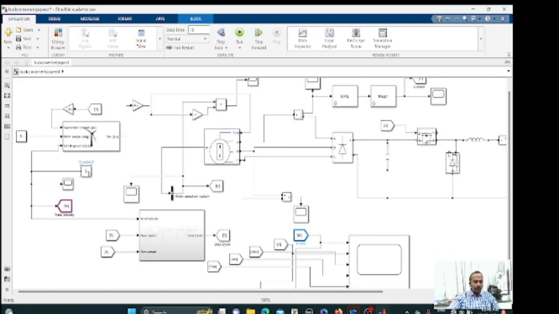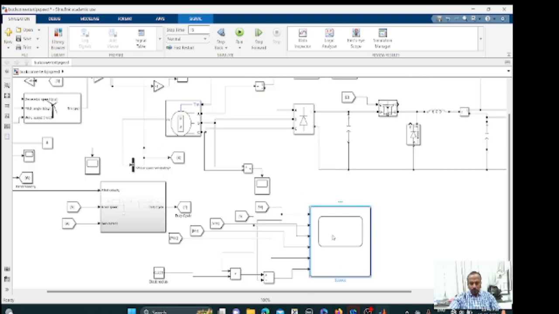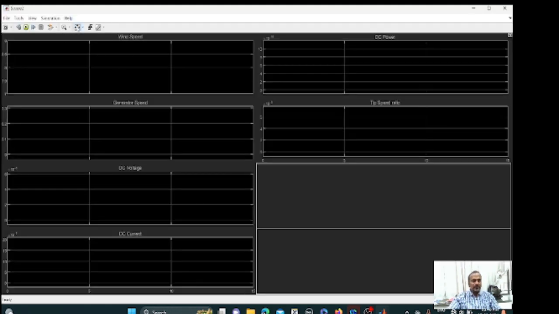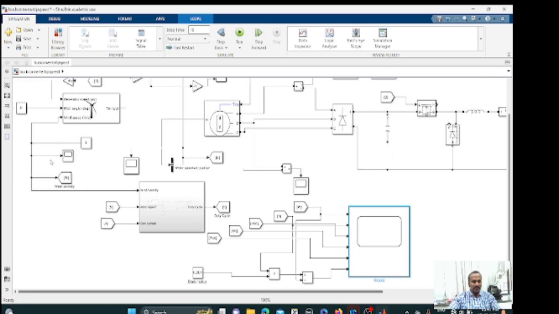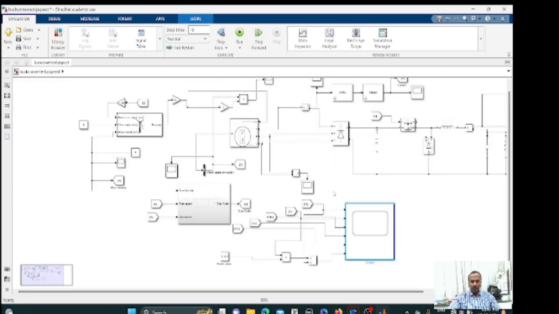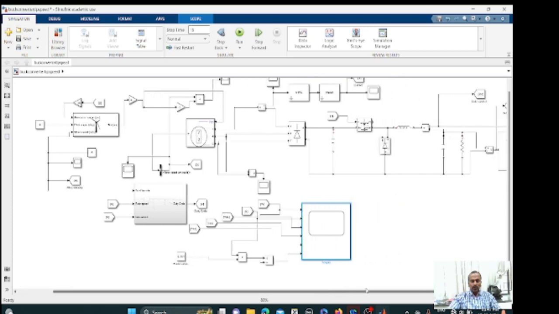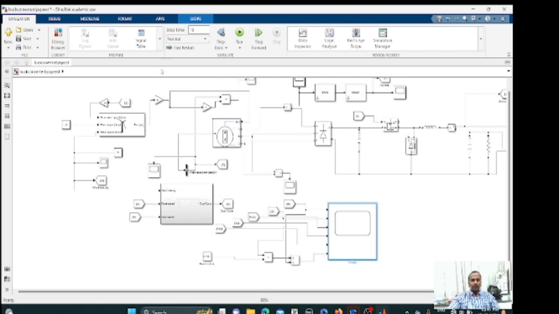This is the block where we are changing the wind velocity from 6 meters per second to 12 meters per second and vice versa. Here I can measure the wind speed, W is the wind speed. The wind speed I am changing here, so I have taken the input as W. So this is the entire block. Now the simulation time I have mentioned, maybe I can make it 20 seconds.